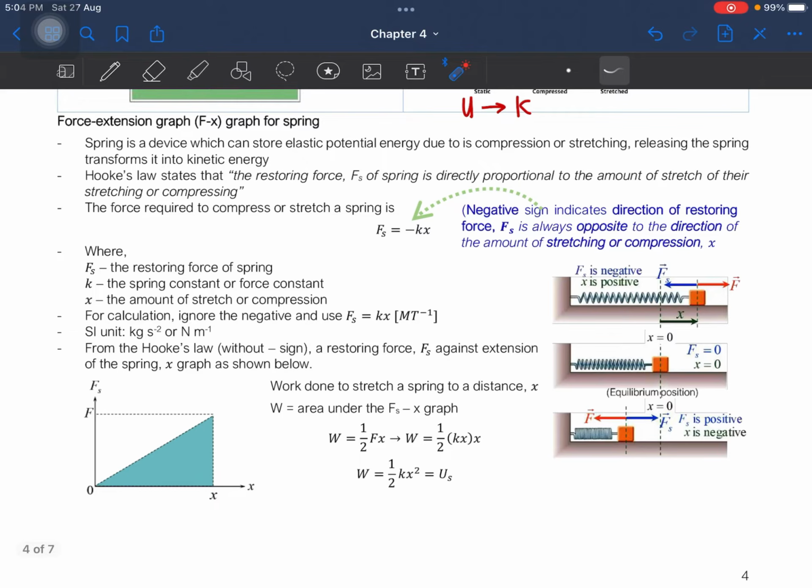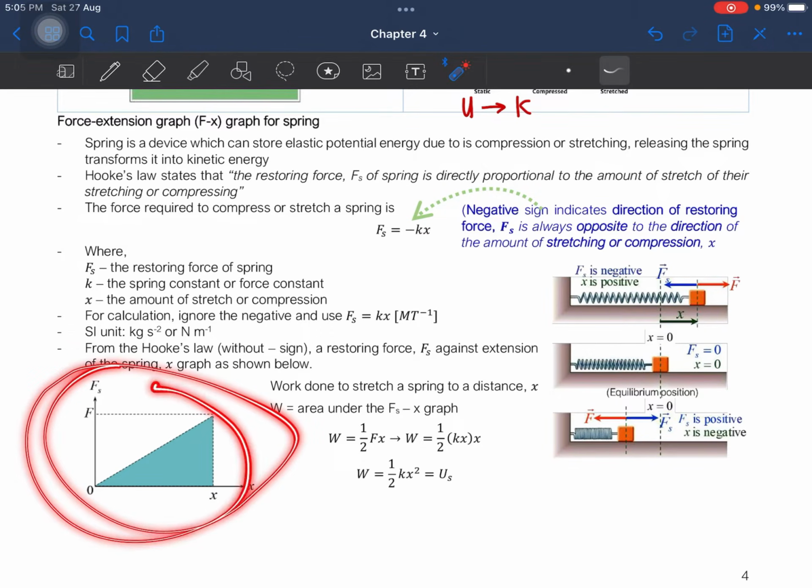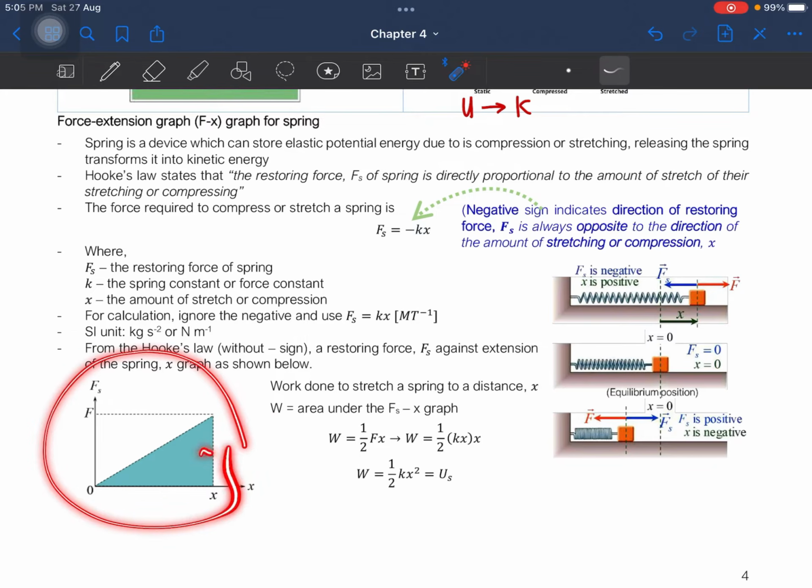So for calculation, remember to ignore the negative and use just F as equal to kx. So the unit is kilogram per second square, sorry. So from the Hooke's law, without the negative sign, restoring force against an extension of the spring can be, a graph there can be drawn like this lah.